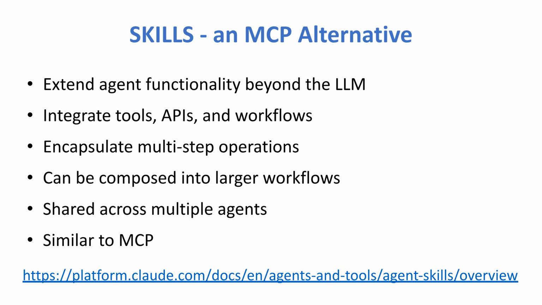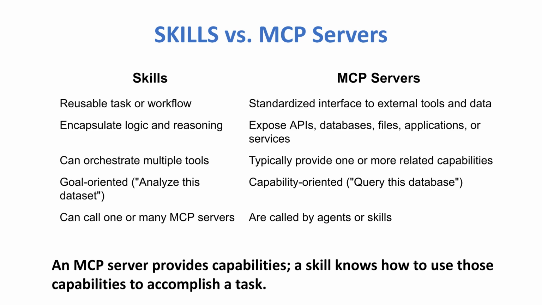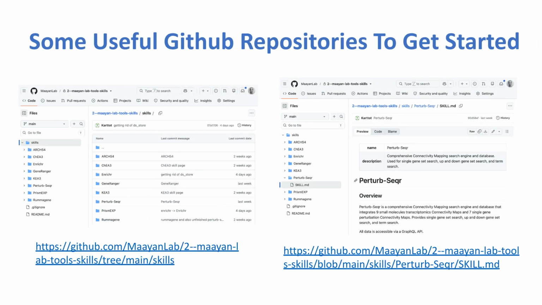Beyond MCP servers, there is also the concept of skills, which are alternative ways to extend agent functionality. They encapsulate multi-step operations and workflows and can be easily shared across multiple agents. While MCP servers provide a standardized interface to external tools and data, skills act as goal-oriented workflows. In essence, the MCP server provides the capabilities, and the skill knows how to orchestrate them to accomplish a specific task. You can find more detailed examples of how to build and implement skills by visiting these GitHub repositories, which offer practical guides for creating effective, agent-ready workflows.